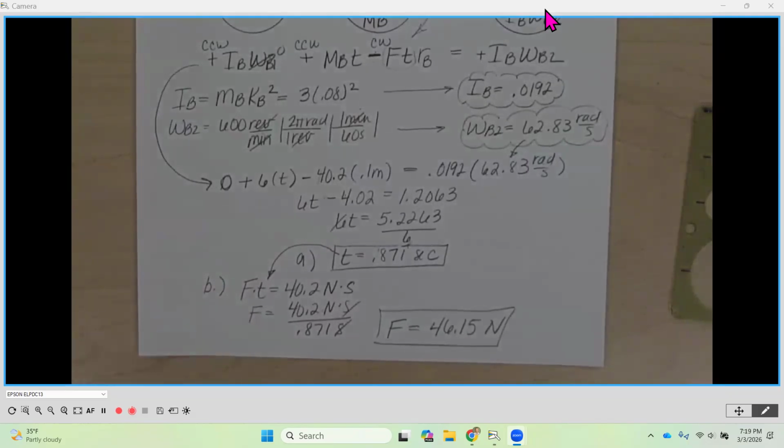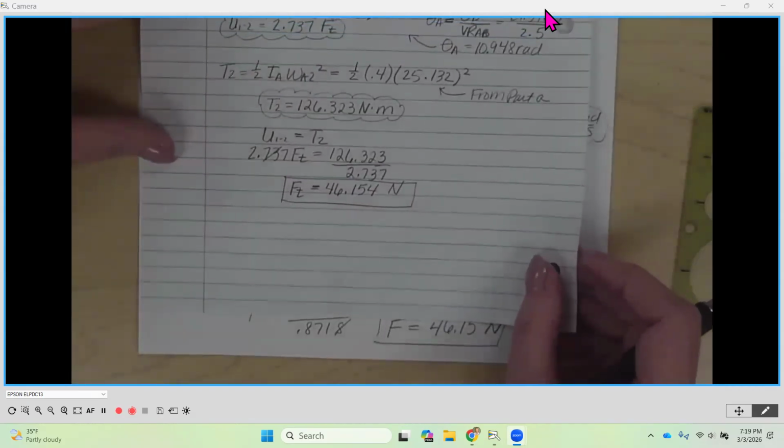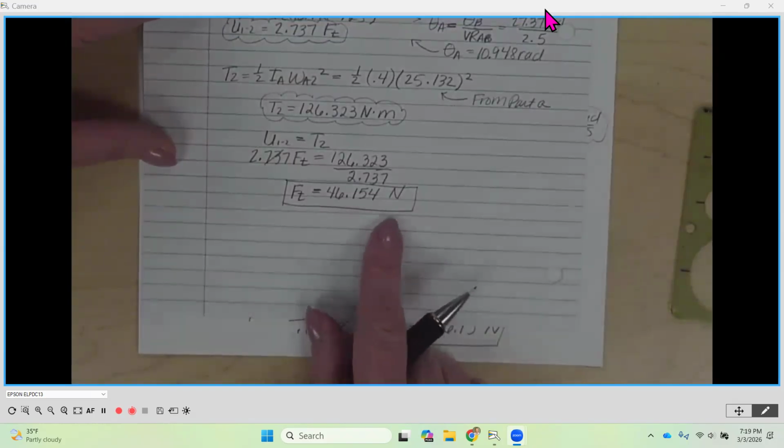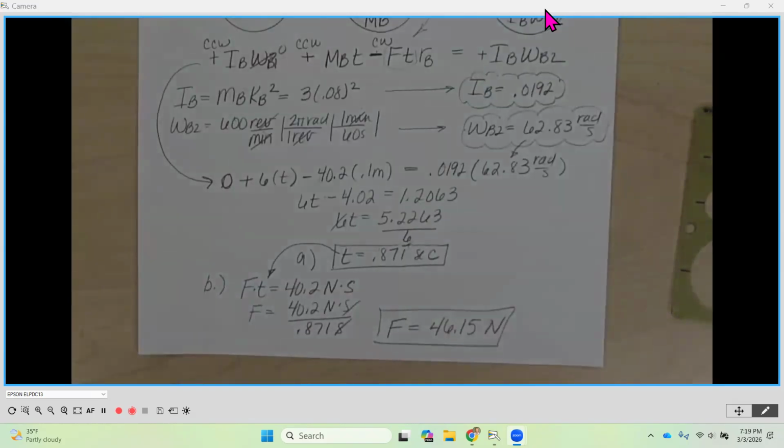Now, as I had told you earlier, when we did a similar problem, and part of it was to calculate that very same force back on sample 17-2, using the work energy theorem, we also got 46.154 newtons, and we got 46.15 newtons here. Okay, so same answer, two different approaches. Okay. So any questions on that particular problem?